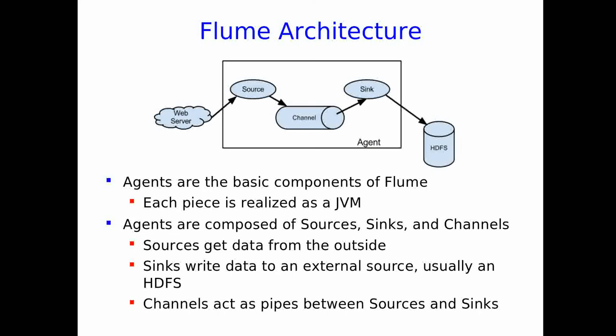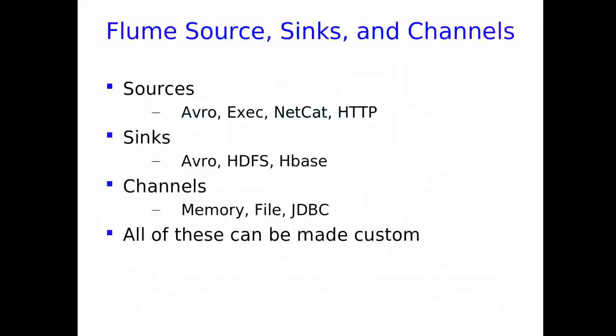In Flume, the basic architecture has components called agents. Each of the agents is composed of sources, sinks, and channels. The idea with a source is that you get data from the outside, and then you transfer that data into a channel. Sinks take data from the channels and write it to some external destination, which might be the next agent in the line, or it might be something like an HDFS. Channels themselves act as pipes, like a Unix pipe, between sources and sinks.